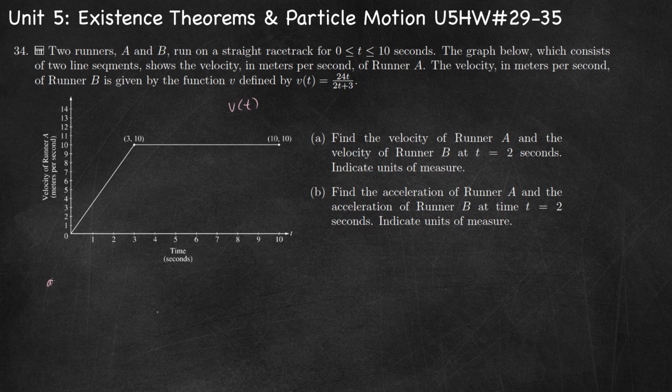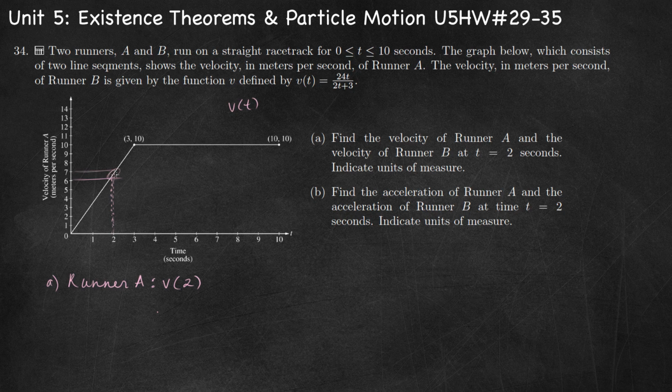Part A says, find the velocity of runner A and the velocity of runner B at t equals 2 seconds. So let's say runner A, we want to find the velocity at time t equals 2. So we want v of 2. We have the velocity graph for runner A, so at 2, just read that point off the graph. Okay, so that's going to be hard for me to estimate. On my screen here, it looks like it might be 6, but that vertical line wasn't very vertical. It might be actually somewhere between 6 and 7 there.